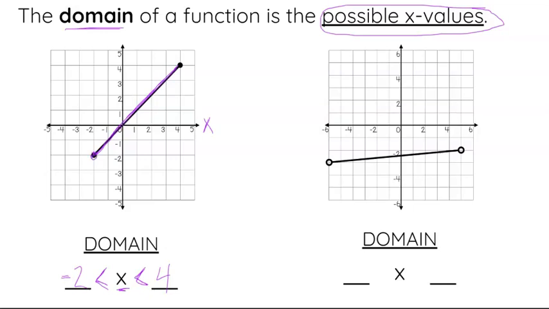And since this has closed circles, that means we can include -2 and 4 in our domain. So we're going to put lines underneath our inequalities, and that inequality symbol is less than or equal to.